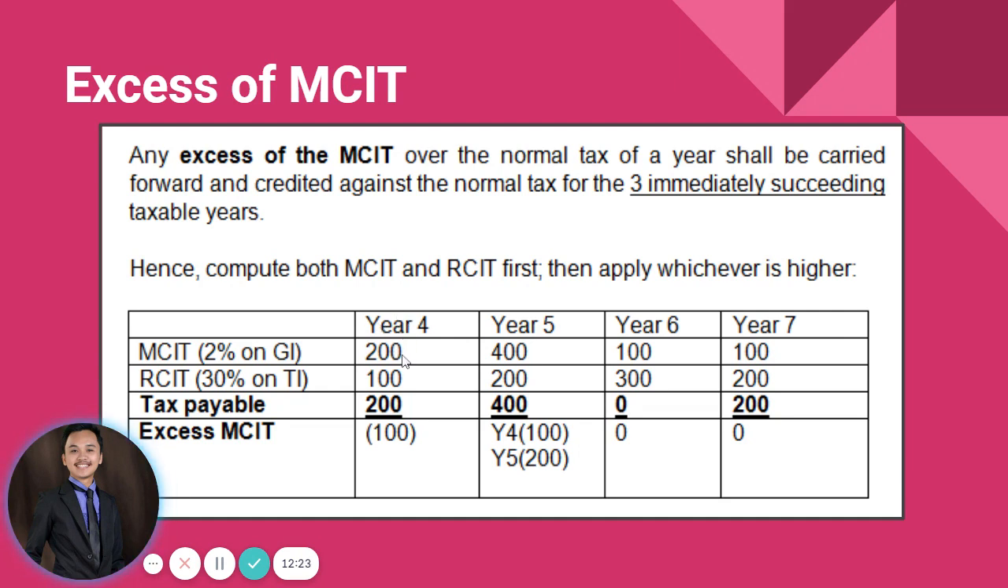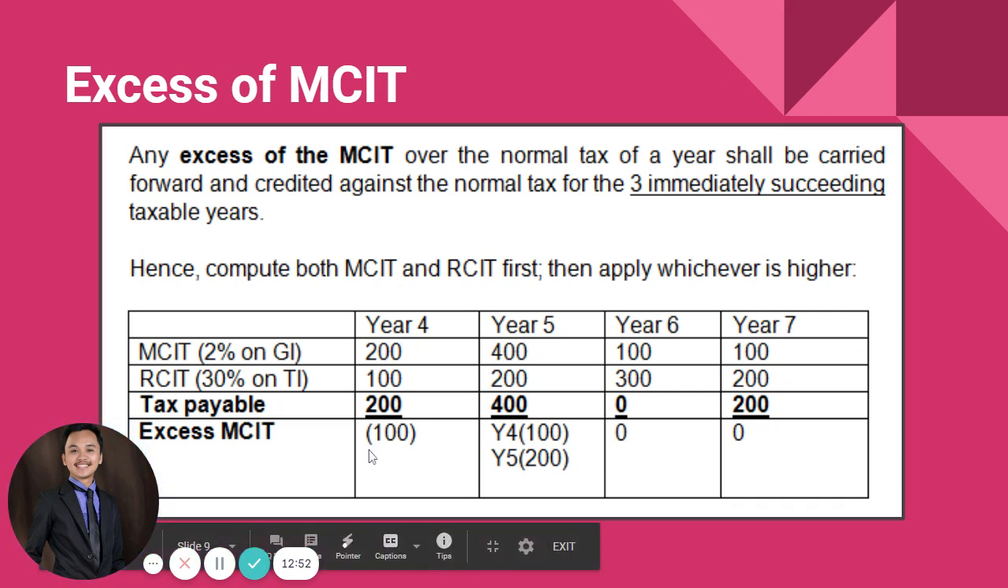Let us say your MCIT, guys, is 200,000 and your RCIT is 100,000. Obviously, your tax due will be 200,000, whichever is higher between your MCIT and RCIT. So that means your tax payable, guys, is 200,000, assuming the entity doesn't have any tax credits at all. So assuming the tax due is 200,000 and at the same time the tax payable is also 200,000, because again, MCIT is higher than your RCIT.